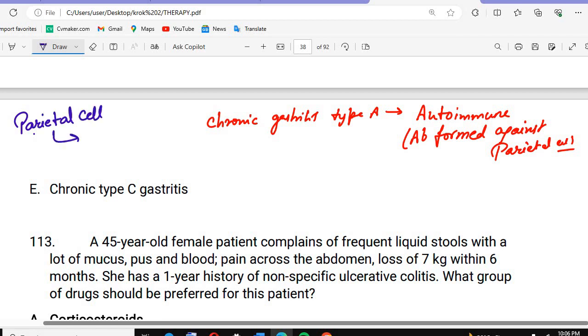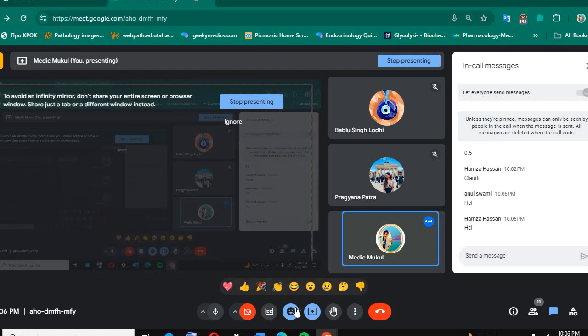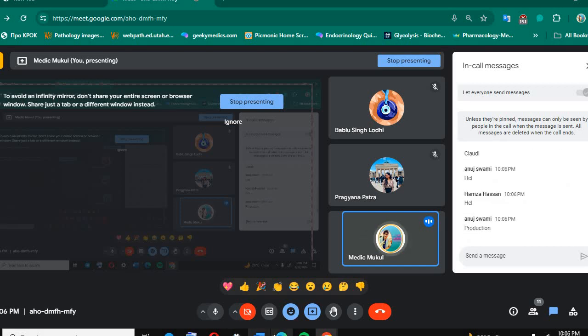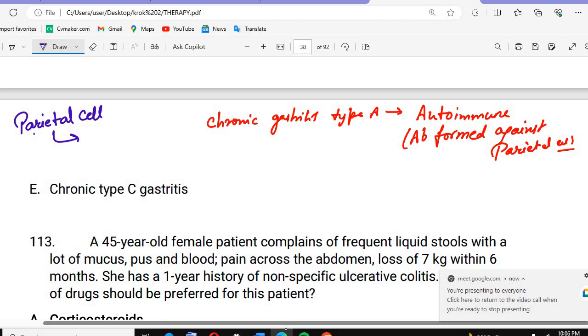Parietal cells produce HCl, hydrochloric acid, and they also release the intrinsic factor. That's why we discuss macrocytic anemia or megaloblastic anemia. So they release the hydrochloric acid secretions, and also the intrinsic factor for vitamin B12.